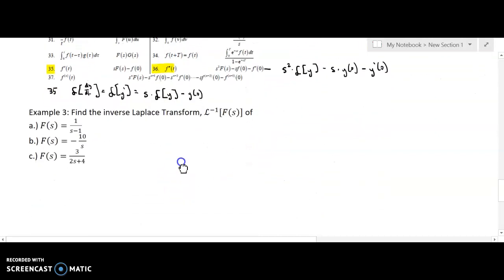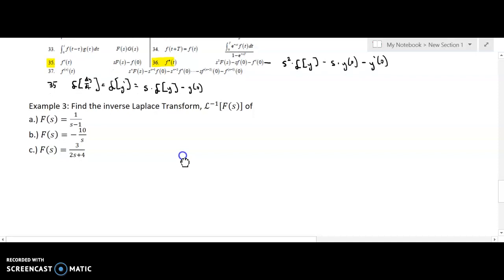So let's look at a couple of examples before we go through the process of solving equations. The reason we need to look at this is because we're going to need to do what are called inverse Laplace transforms. So it's kind of like the difference between derivatives and integrals. I have to ask myself, if this is the function that I ended up with, what was the function that I had to take the Laplace of in order to end up with 1 over s minus 1?